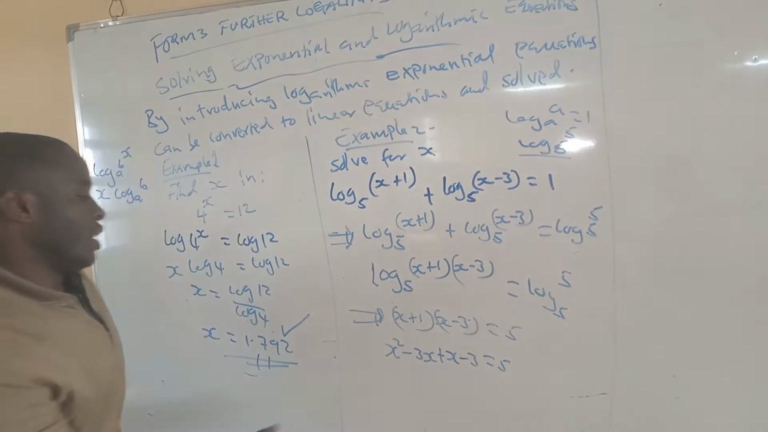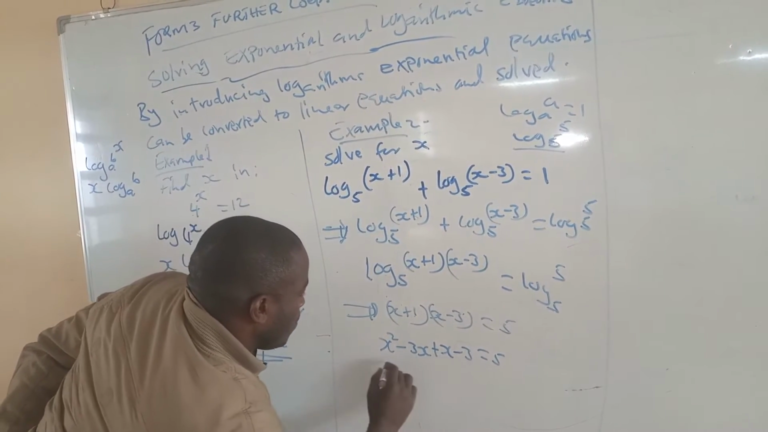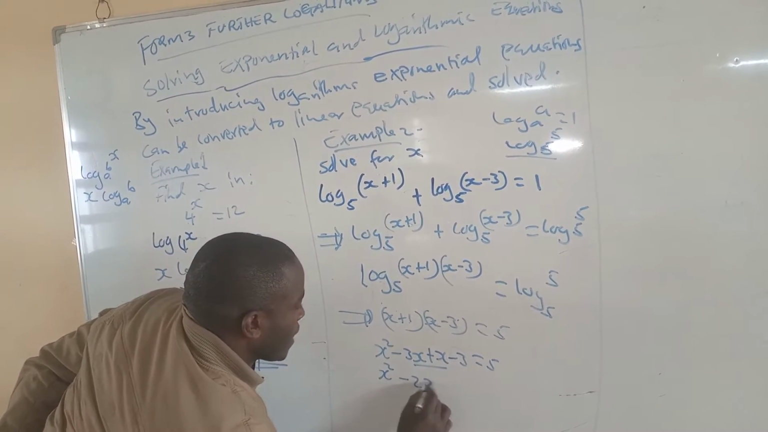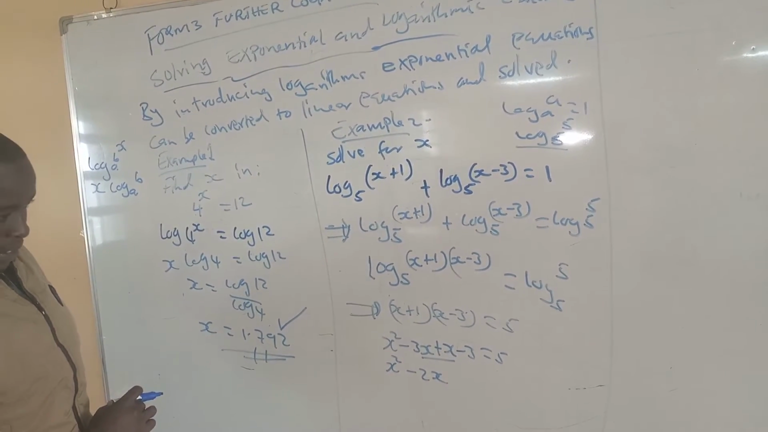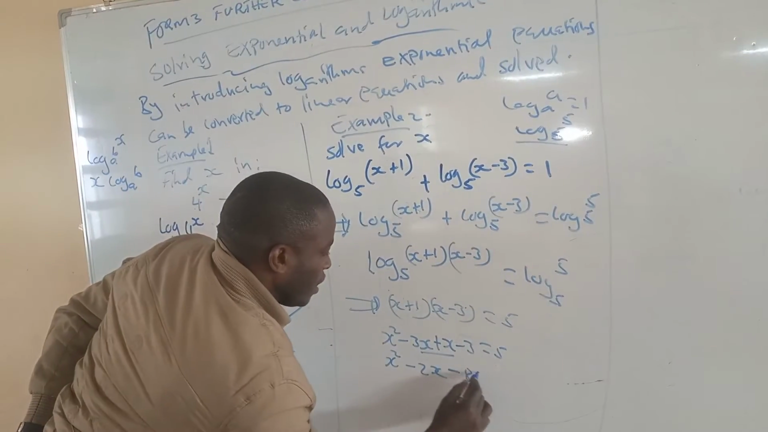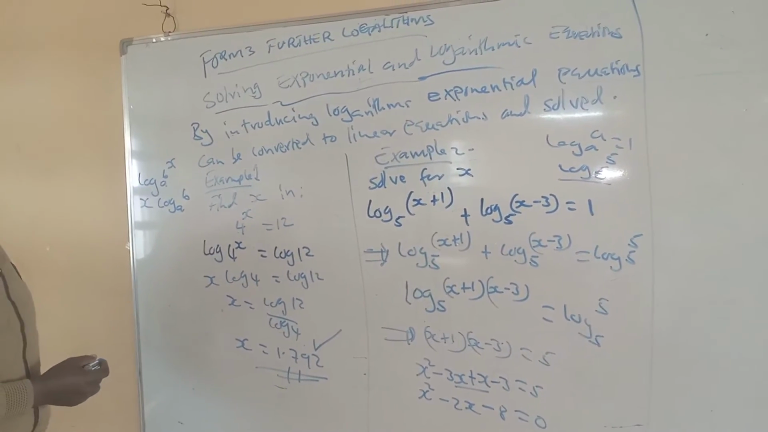Like terms together, so we bring this here. This one will give you x squared. This is minus 2x. You bring this other side, it will be negative 3 minus 5. Negative 3 minus 5 becomes negative 8. This equals 0. So if you realize, that one becomes a quadratic equation.